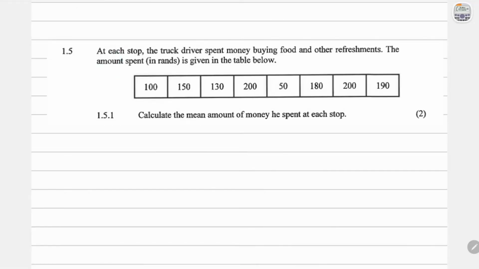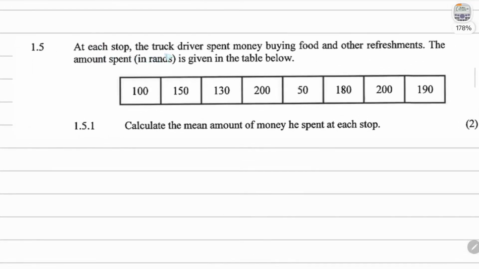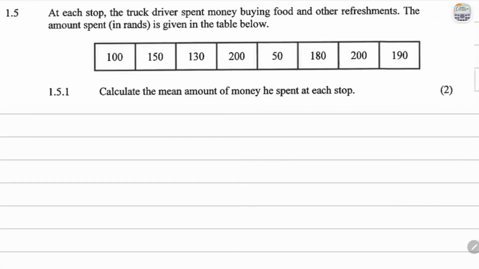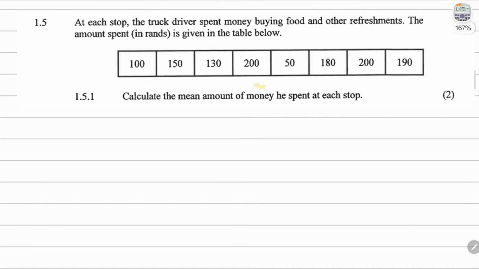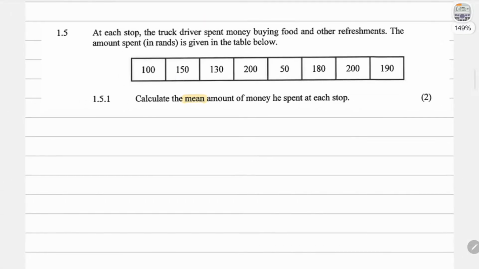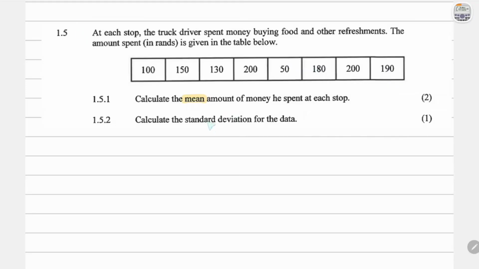Question 1.5 says, at each stop, the truck driver spent money buying food and other refreshments. The amount spent in rands is given in the table below. The first question is to find the mean amount of money he spent at the shop. Now, you can check what the second question is, just to see whether it is worth manually calculating this mean or using the calculator. From the next question, you can see that they're asking for standard deviation. So it's best to actually just use the calculator to find this mean.